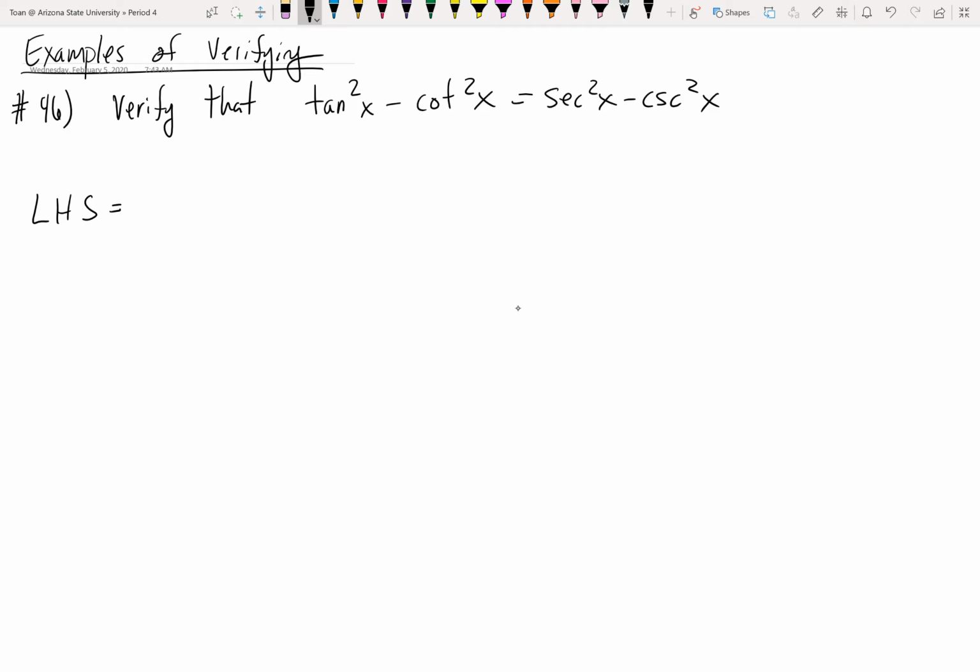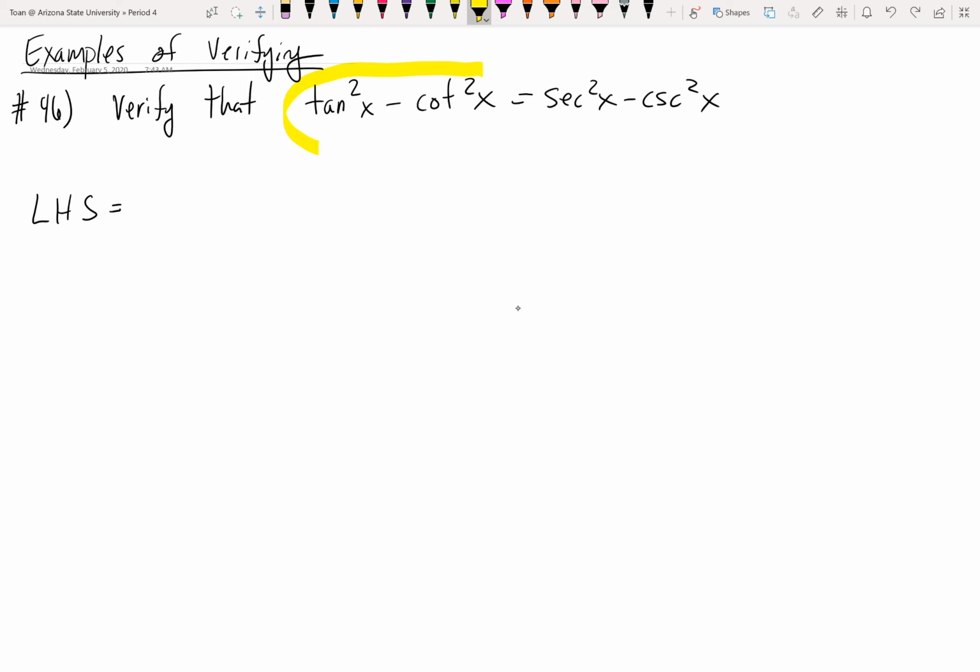Now my other hint is to use your end goal as a guide as to what to do. So since I'm starting on the left-hand side, the right-hand side is our goal. Now I know a lot of people like to do sines and cosines at the beginning, and that's totally fine. You can go ahead and do that route, but I want us to be a bit more efficient.